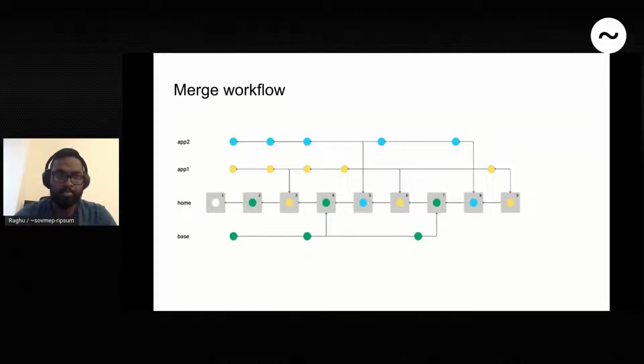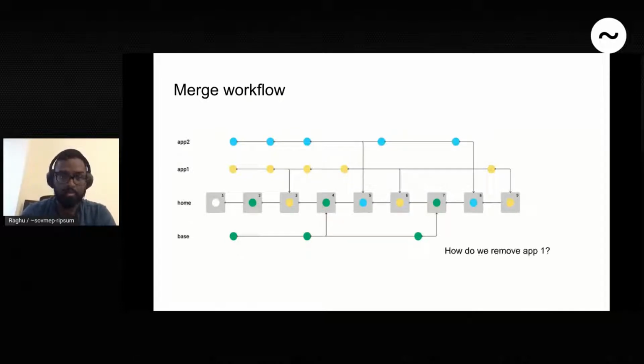We progress along with our home desk. We want to use app 1, we'll merge that in. Base gets an update, we merge that in. App 2 gets an update, we merge that in. And so on and so forth until we get to, let's say, our state 9, our last state. And let's say we get to this last state and we say, okay, app 1 isn't doing it for us anymore. We want to uninstall it. How do we do that?